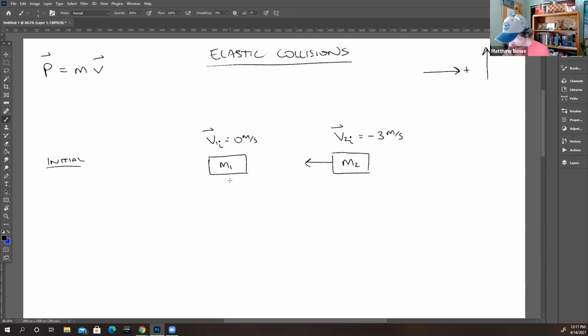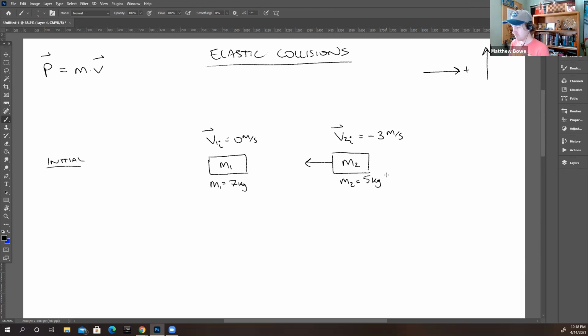Okay, so we have a way to find momentum since we do have a mass. Let me say mass 1 is 7 kilograms, and we'll say mass 2 is, what did I say, 5 kilograms. So now that we have known values, we could find momentums.